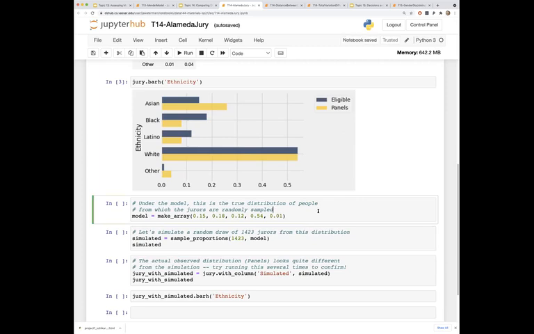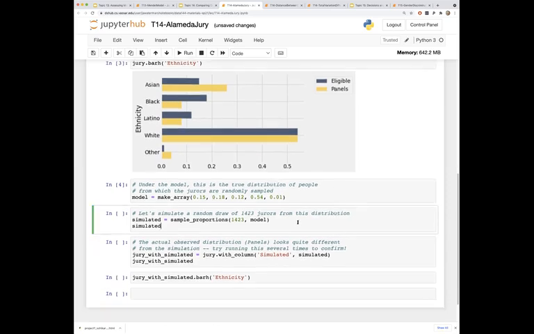Now we're going to follow the exact same framework that we had before, where we think about what the statistic is going to be, and we'll come back to that in a second. For right now, I just want to look at the data a little bit. For this model, this is the true distribution of people, and we're going to save this as the model, and then let's run one experiment.